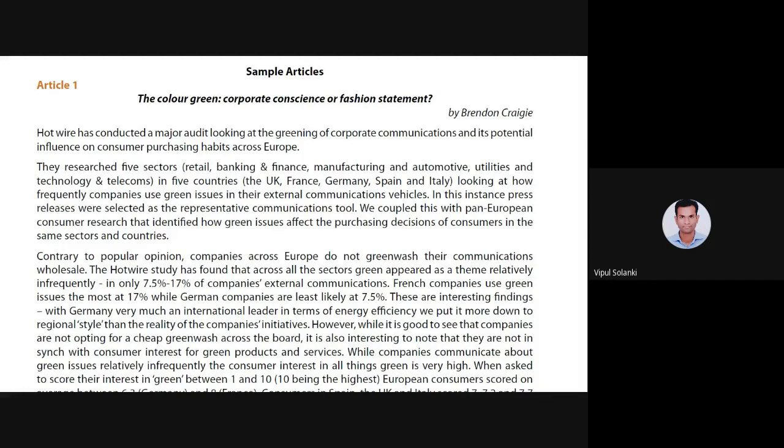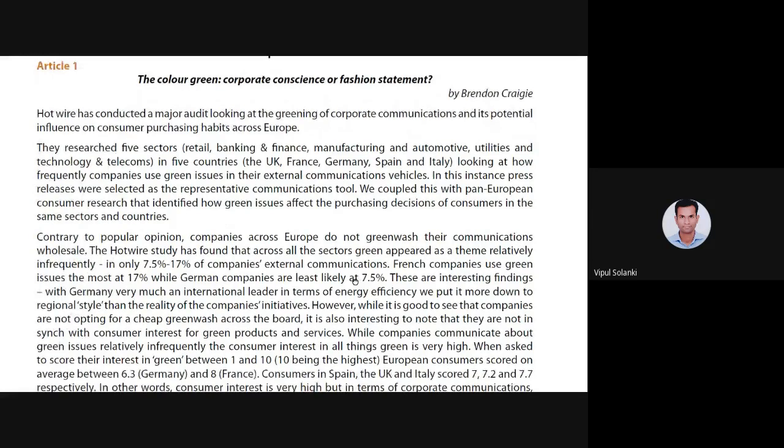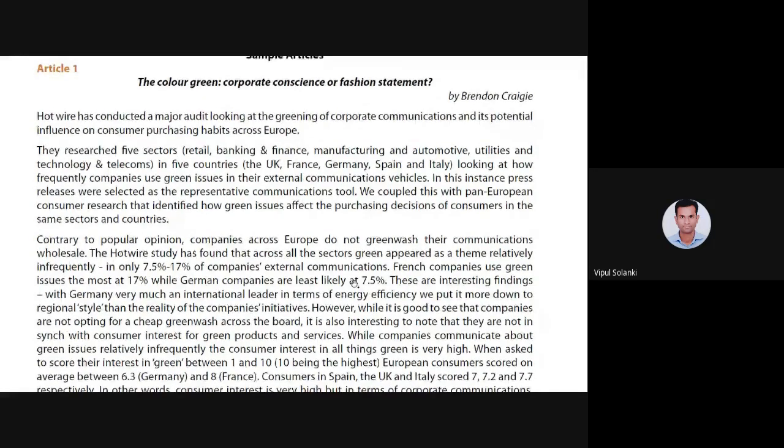Fine. And by-line, you read the by-line by Brendan Craigie. By Brendan Craigie, right? So let us read this article and then we discuss about it. Let us read it on our own.